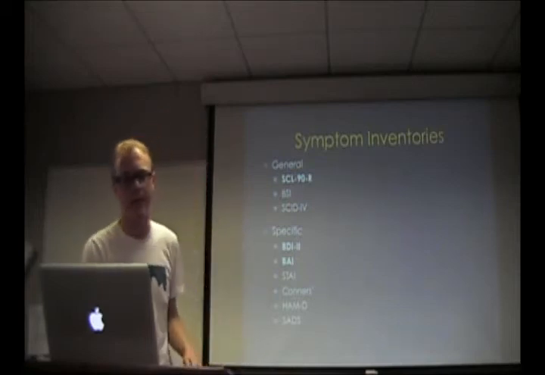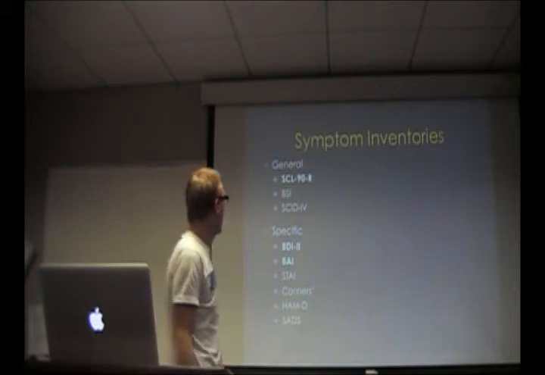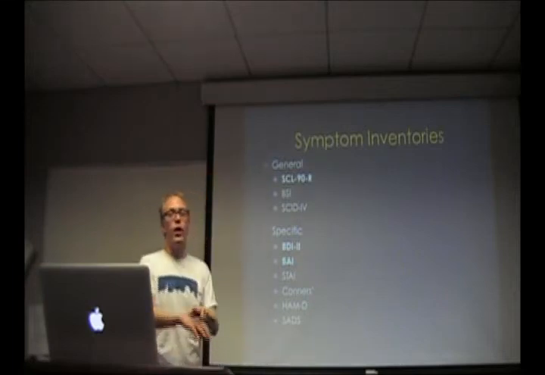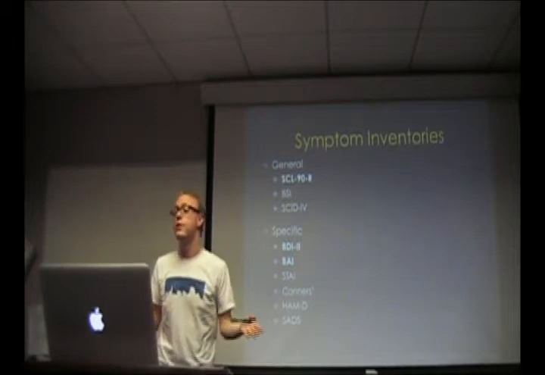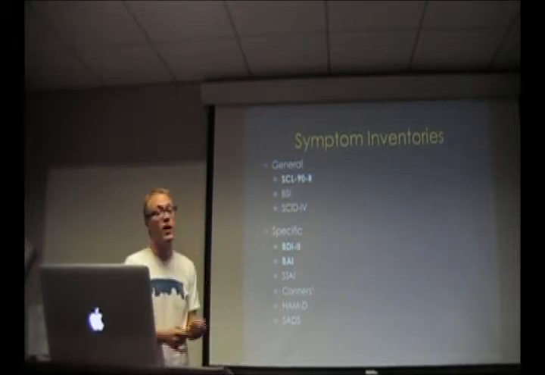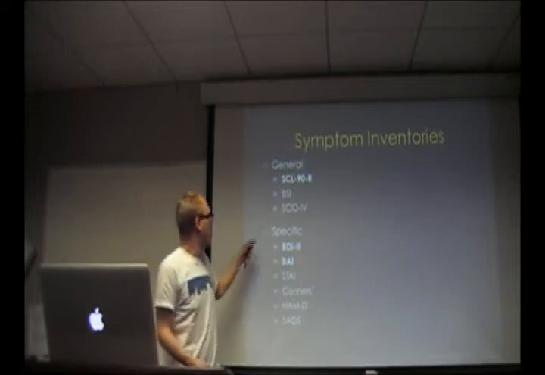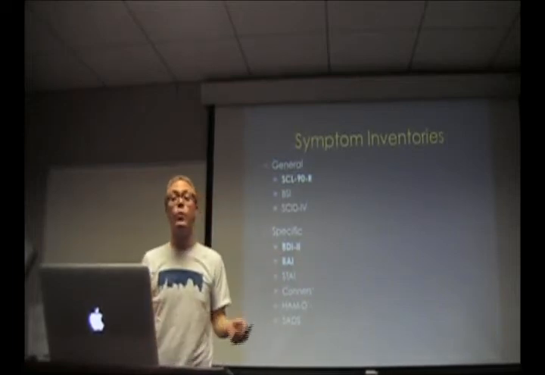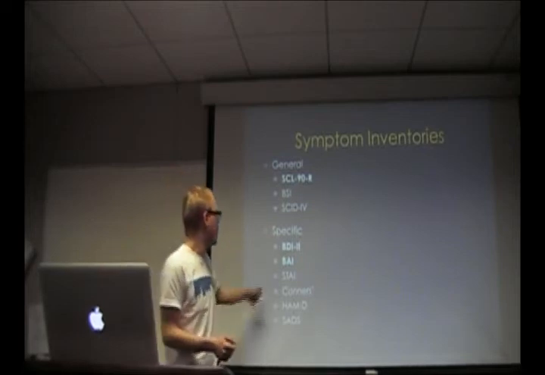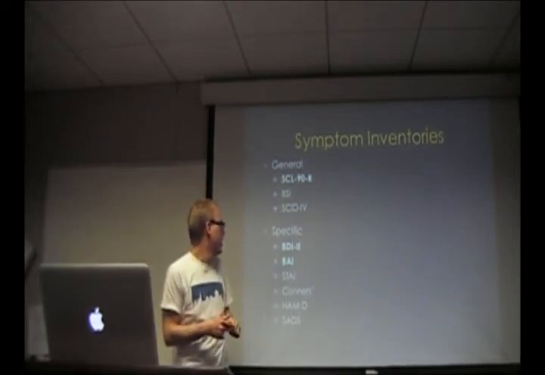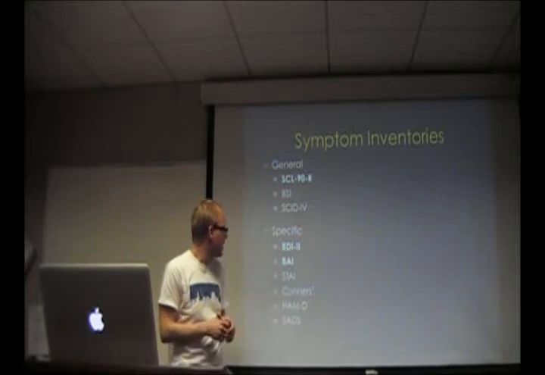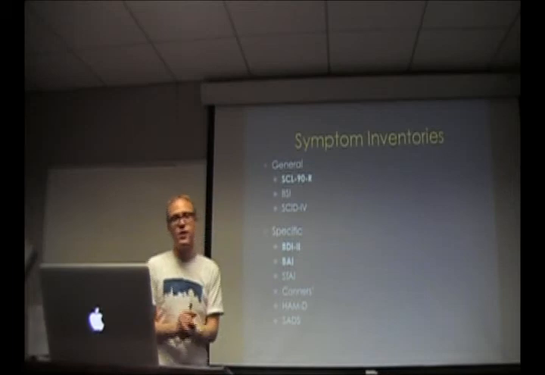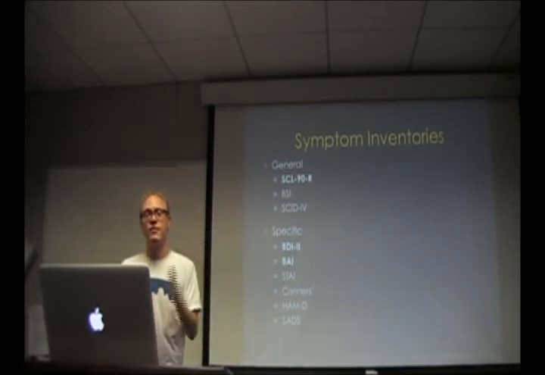The ones that are in bold are the ones that I'll talk about a lot more. These deal with, I want to see what symptoms you have in general. I'm not so sure, so I'm going to give you something very broad. Or they're the very specific ones, such as the Beck Depression Inventory, which is only for depression symptoms, or the Beck Anxiety Inventory, State Trait Anxiety Inventory, Connors. We talked about the Hamilton Depression Inventory, which is very specific.